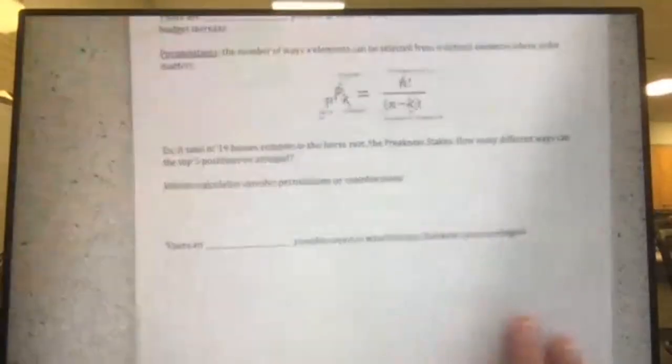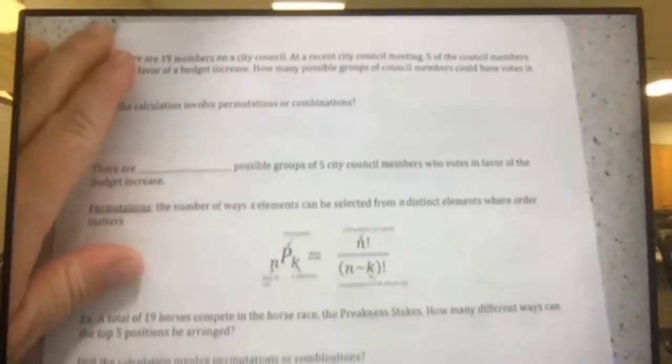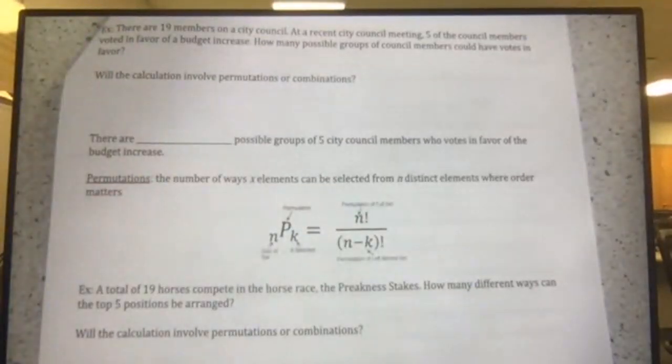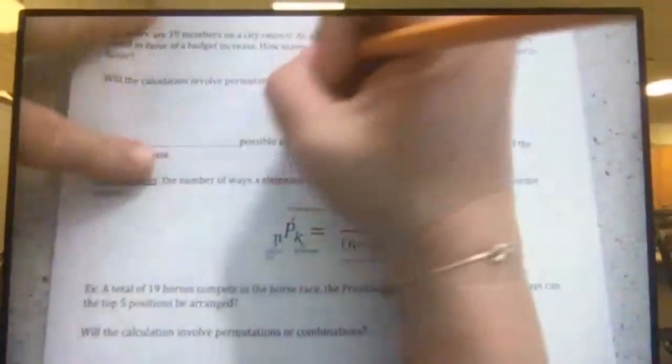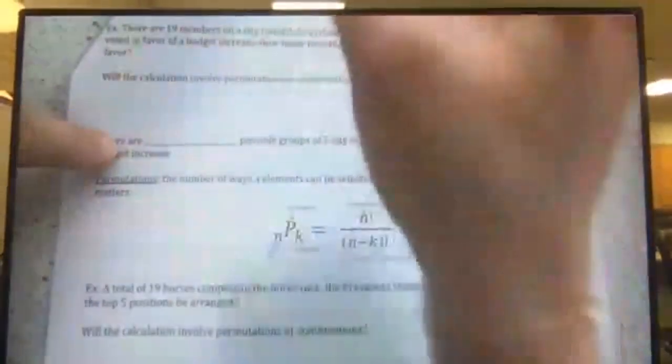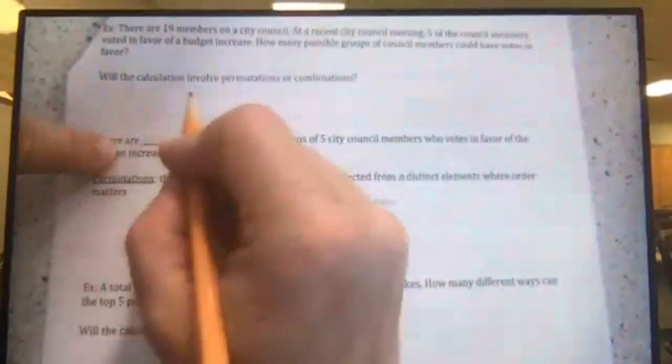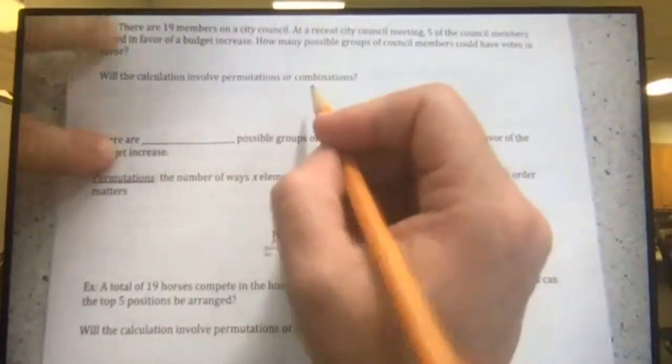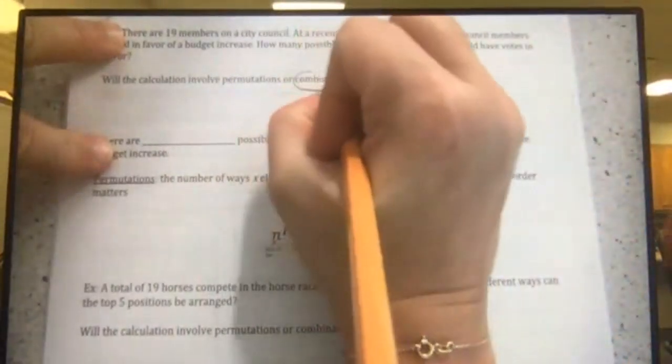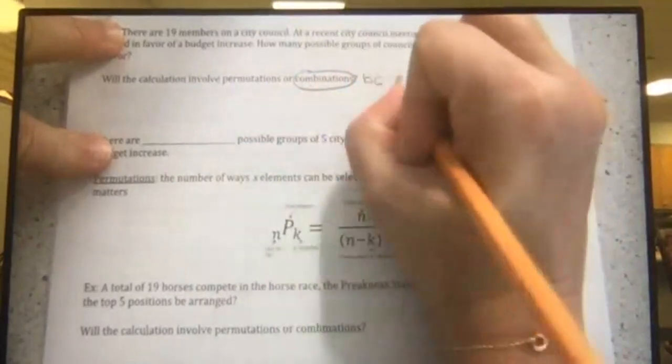Last page. All right, so there are 19 members on a city council. At a recent city council meeting, 5 of the council members voted in favor of a budget increase. How many possible groups of council members could have voted in favor? So it doesn't matter the order, it's just saying how many of them are in favor. So no, order does not matter. So when the calculation involves permutations or combinations, it's going to be a combination because order does not matter.